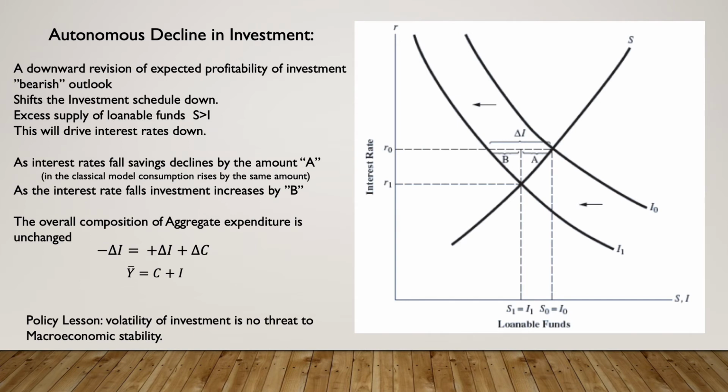Do make sure that you take a moment to understand the proof I've just given you, so that you can see how delta I is made up by bracket B and bracket A, and noting that those brackets are associated with rising investment and or rising consumption.